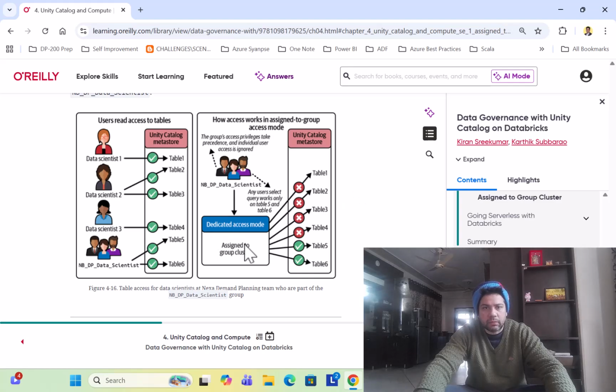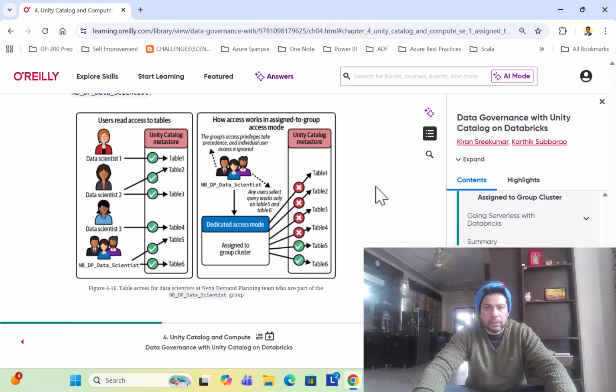Here you can see that once these users are part of this group, BDP data scientists, they will lose their individual accesses. They will no longer have access to table 1, table 2, table 3, and table 4, but rather they will have access to tables 5 and 6. Which is an important concept. It means if you're using a dedicated compute, and the team members have access to different tables, once they are part of a group, you don't have to worry about their individual accesses.